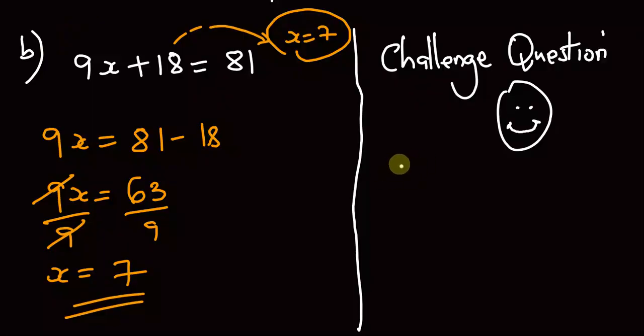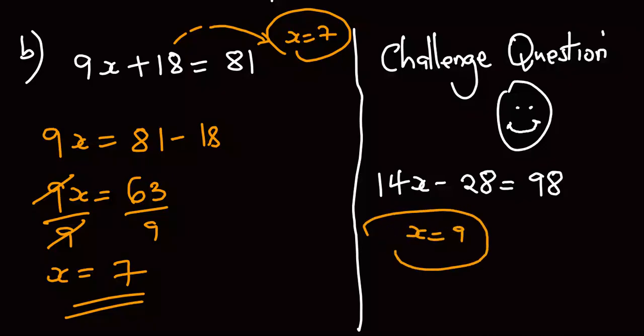You can try out this challenge question. 14x minus 28 is equal to 98. So, from here, let me give you the answer. The value of x should be 9. So, using the same procedure, you can work out the equation.